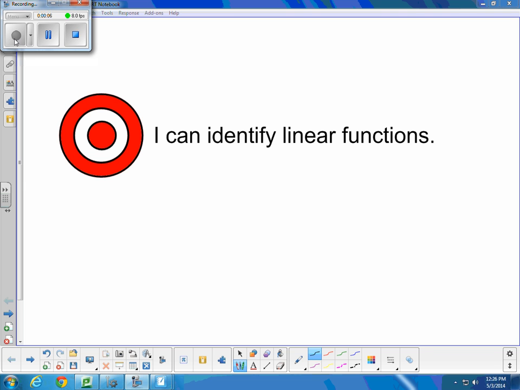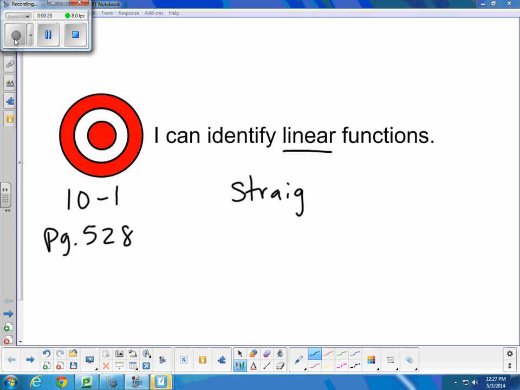We're starting in chapter 10 of lesson 10.1, and if you're following along with your book, that's going to be on page 528. Here our target is that we can identify linear functions. We've heard the word linear before, and we need to remember that linear means that we are going to be looking at graphs that have straight lines. Just as the word says linear, meaning line, we're looking for straight line graphs. So that's something to keep in mind as we go forward for today.